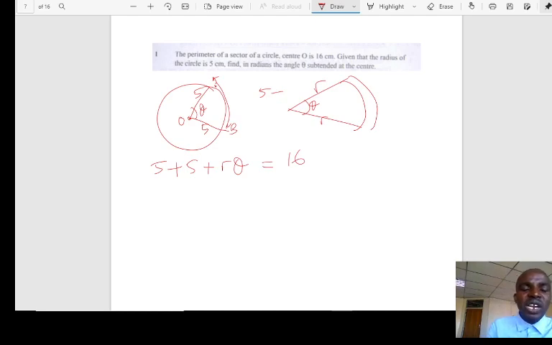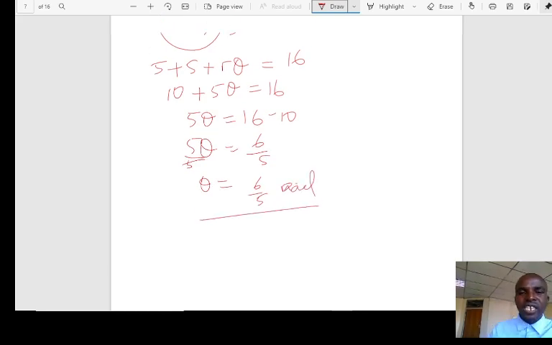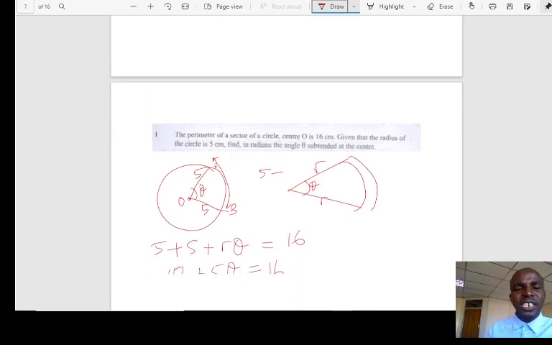Then r is actually 5, so I was supposed to replace r with 5. Let me do it right down here. So it will be 5 theta is equal to 16. Then simplifying, we get 5 theta is equal to 16 minus 10. 16 minus 10 is 6. So after dividing by 5, theta is equal to 6 over 5 radians. Just like that. So that's the question.